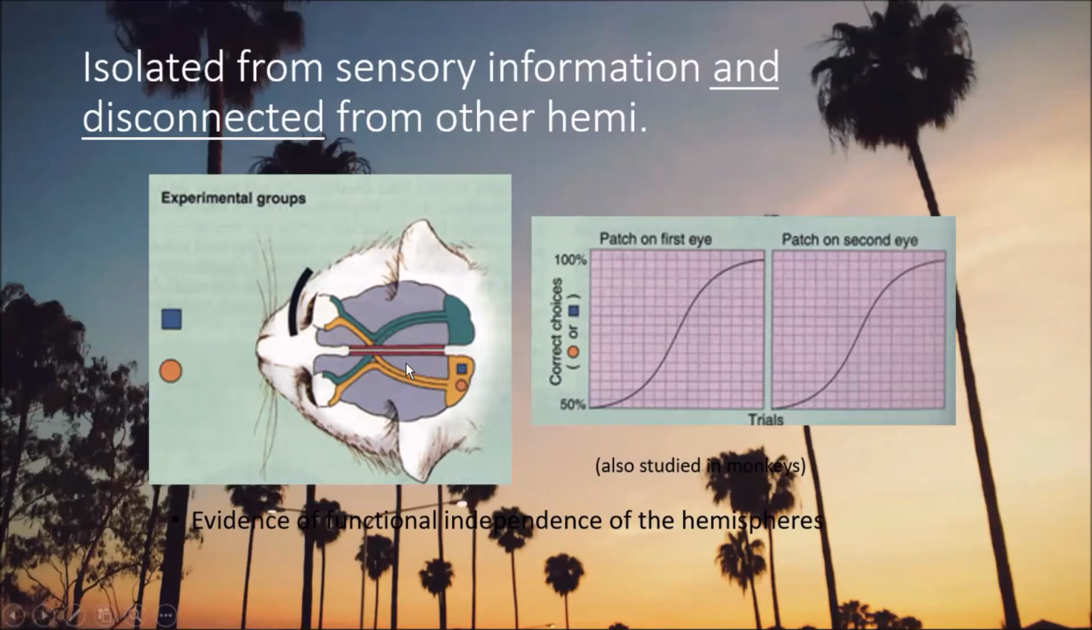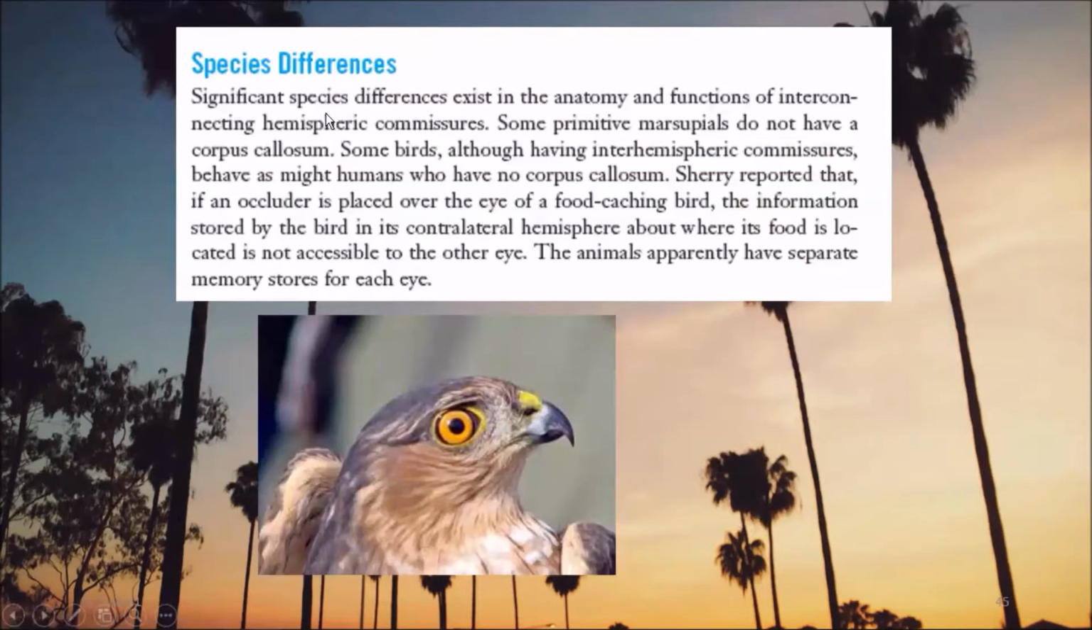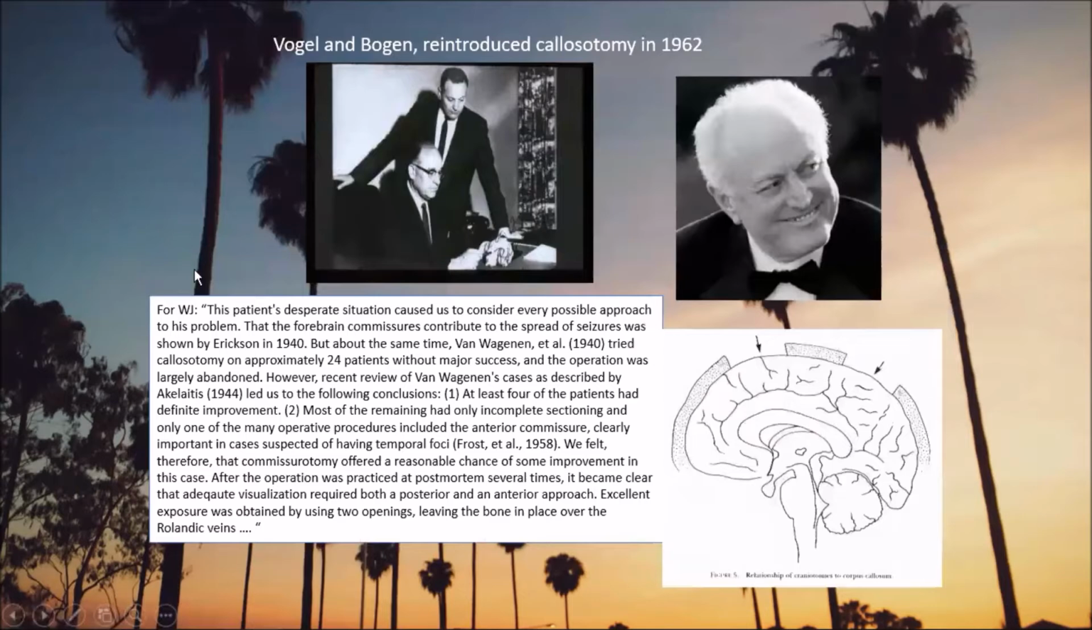information. Okay. Species differences exist in the anatomy and functions of interconnecting hemispheric commissures. Some primitive marsupials do not have them, I mentioned that already. Some birds, although having interhemispheric commissures, behave as humans who do not. All right. And here's the research.